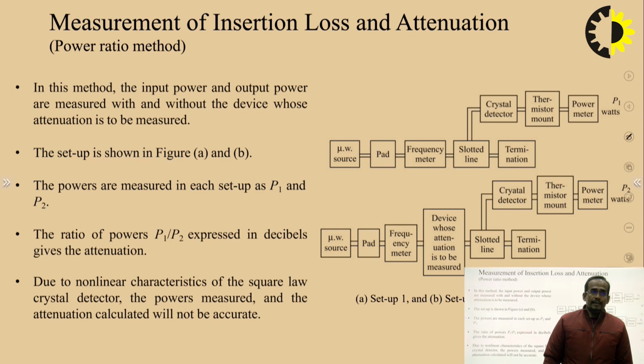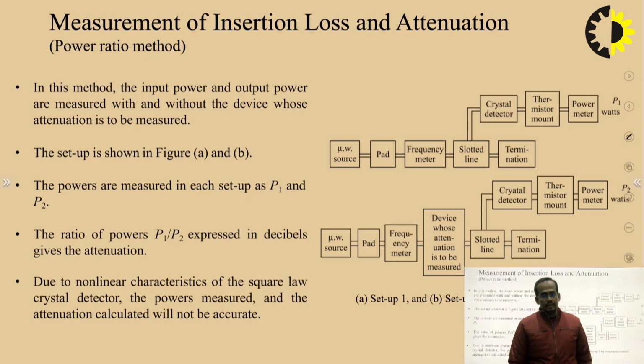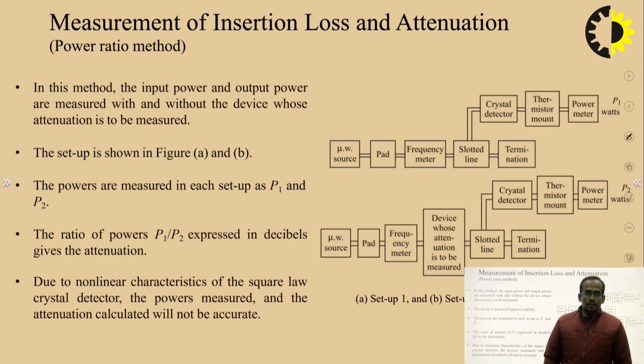Now, measurement of insertion loss and attenuation by using the power ratio method. In this method, the input power and output power are measured with and without the device whose attenuation you want to measure. So this is the setup.